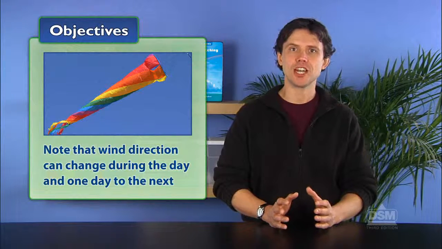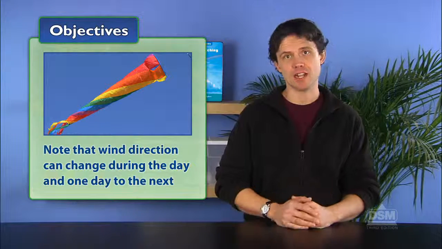In Activity 4, Wind Direction, students use a windsock to determine the direction of the wind. They first learn about and discuss the phenomenon of wind, and then discover that wind direction can change during the day and from one day to the next.